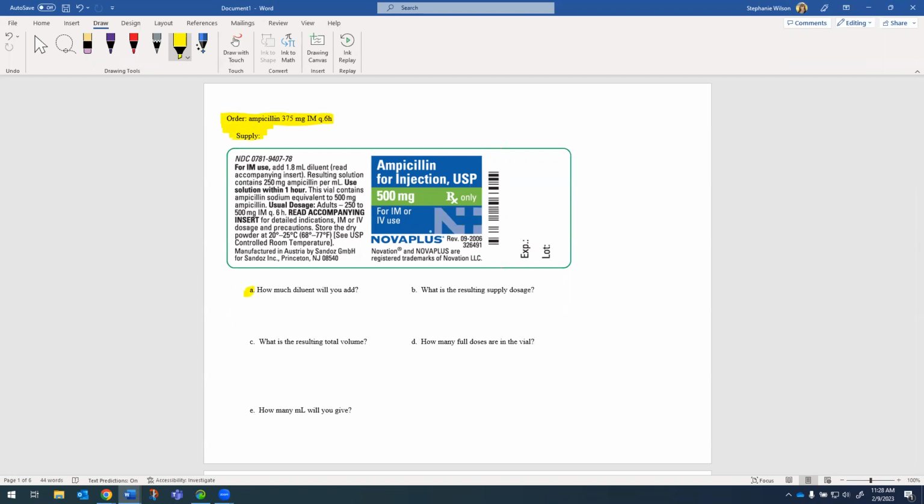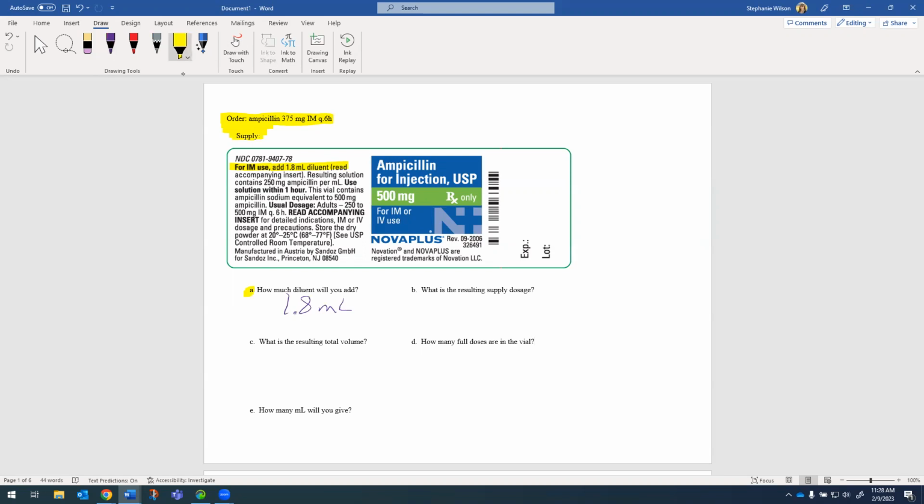Well, we're going to have to come back and read the drug label, and we notice it says for intramuscular use, so this is correct. It says we're going to add 1.8 milliliters of diluent, so that would be our answer here: 1.8 milliliters.